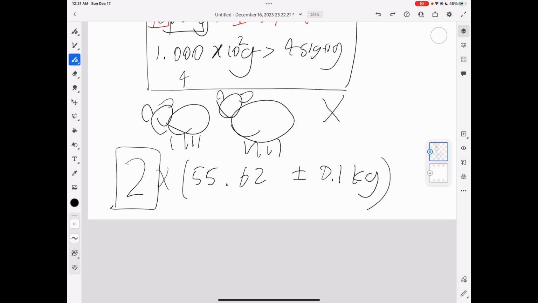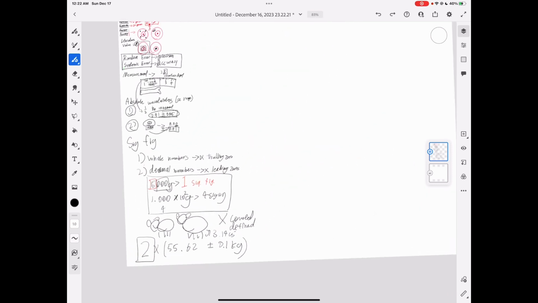So we do not have significant figures for counted or defined values. And defined just means that it already has a value unique to it. So maybe we can talk about pi. If we just have pi and we want to multiply for some reason, we don't need significant figures for it. So let's go back to the top.